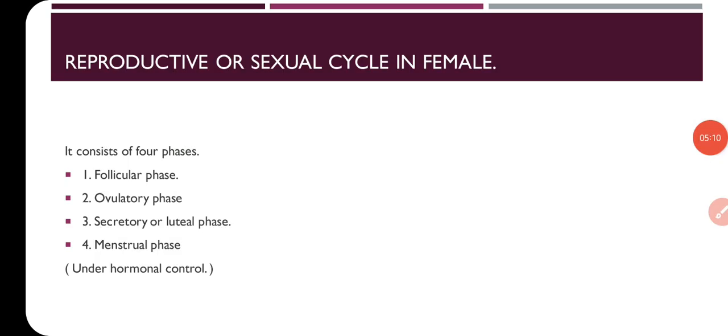Now we will talk about the reproductive or sexual cycle in female. The reproductive cycle in female consists of 4 phases. The first one is follicular phase, second is ovulatory, secretory or luteal phase is the third one, and the fourth is menstrual phase. All these phases are under the control of hormones and occur in a cyclic manner each month.